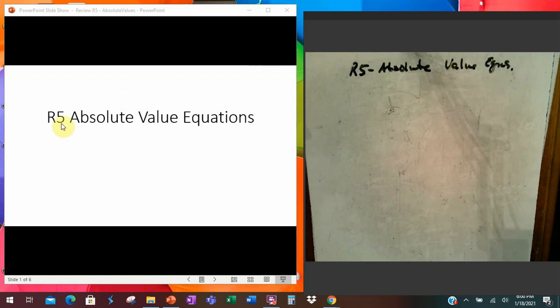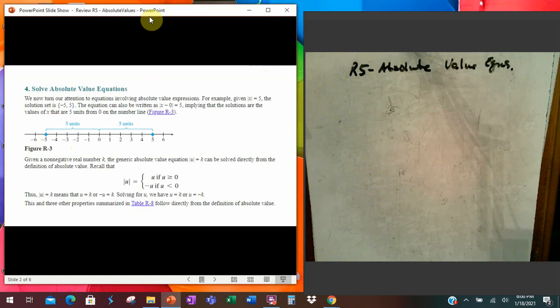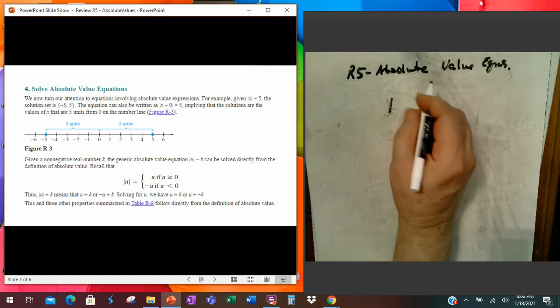This time we're going to continue on with R5 of chapter R, our review chapter, section 5, but this is going to be focused on solving absolute value equations, or equations involving absolute values. So what exactly is an absolute value? It is basically this symbol. Here's what we're talking about.